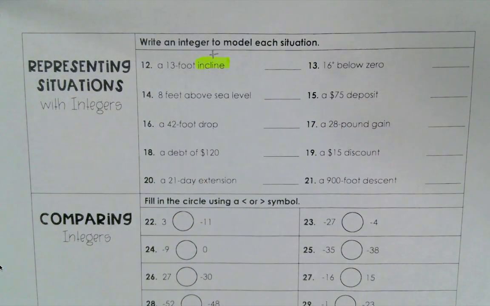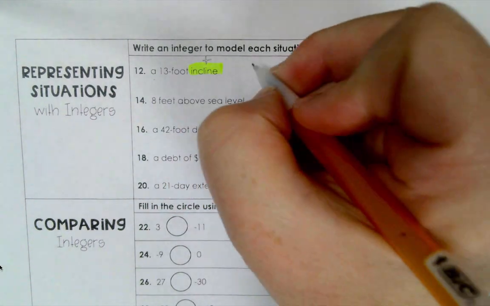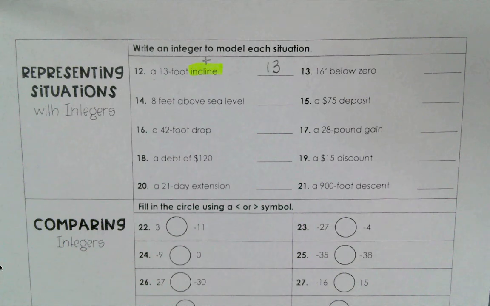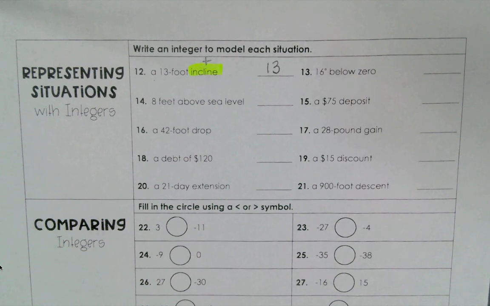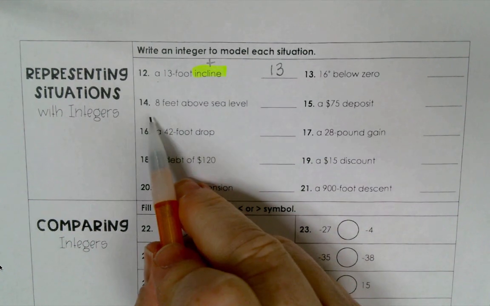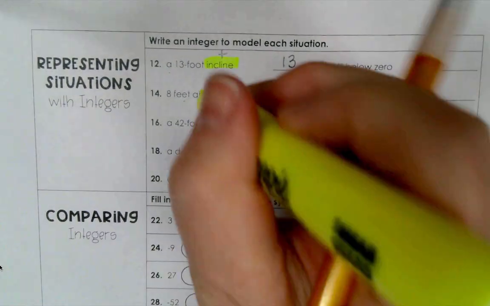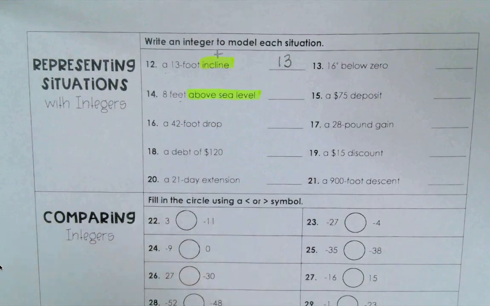Okay. And if it's positive, I have a 13-foot incline. You're going to write 13. You don't write positive in front of it because all this time before we introduce negatives, positive never had a symbol in front of it because we know it's just positive. 8 feet above sea level. So above sea level. The thing about sea level is always 0. And then anything above is positive, anything below is negative.